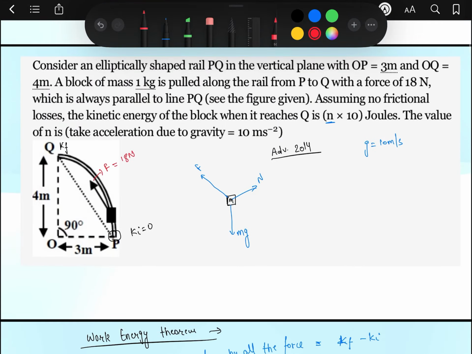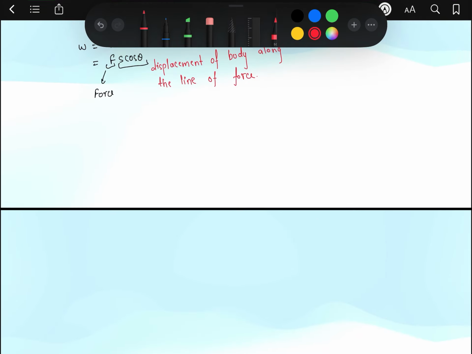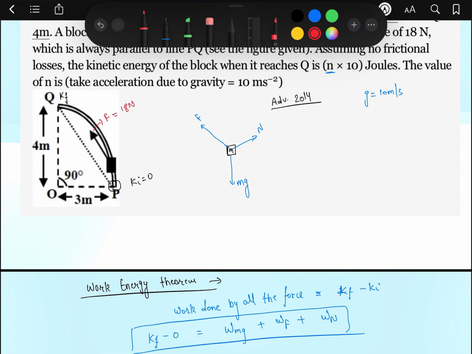Now I am coming back to this diagram. Here you can see I will be calculating the work done by this mg force. So what is the line of force of this mg? For our block, mg is always acting along this y direction, in the negative j cap direction. So in taking this block from point P to Q, there is a force acting in this direction, that is mg.